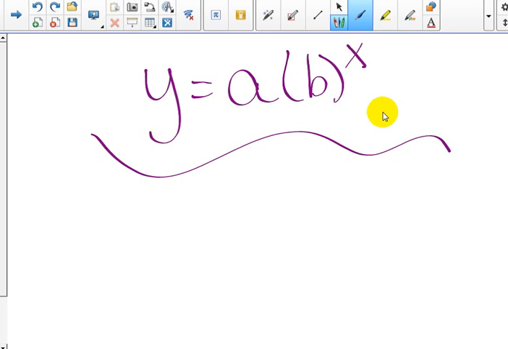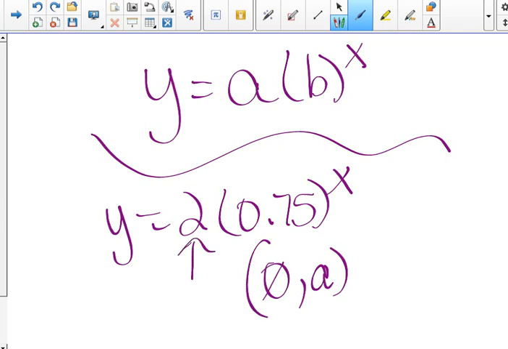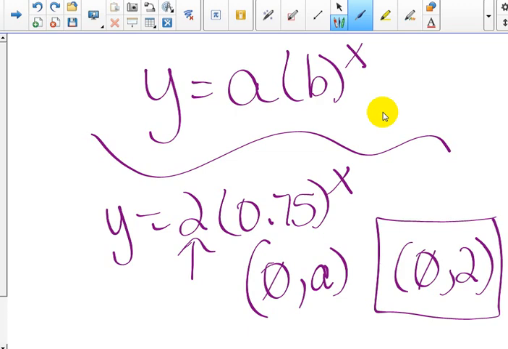So for 11, you've got y equals 2 times 0.75 to the x power. So we know it's 0, comma, a. And here my a is 2. So my y-intercept is what? 0, comma, 2. So that's your answer for number 11. Now quickly, about 5 more seconds, do 12 and 13. Those are quick. And for 13, you're going to do the same trick as you did in 10 about applying the 1.